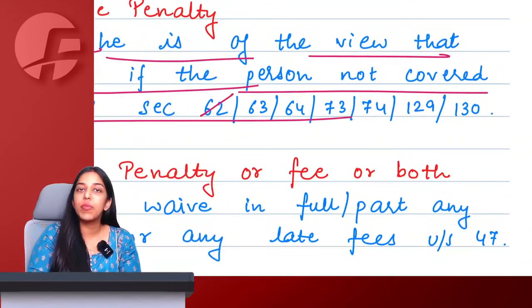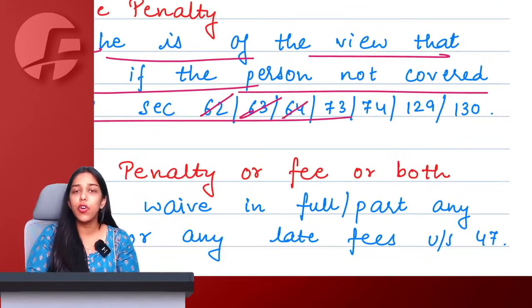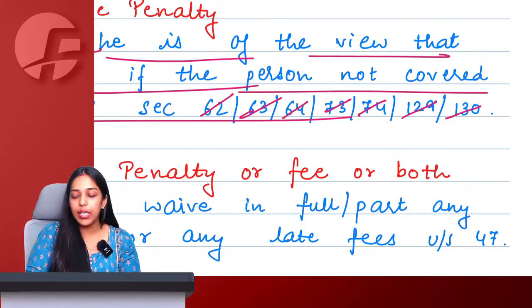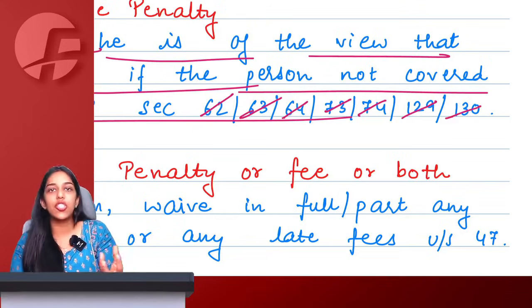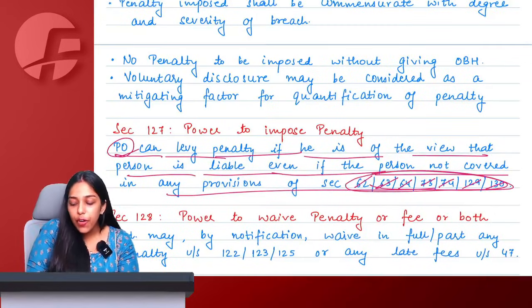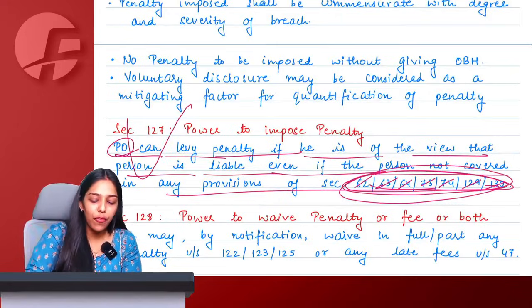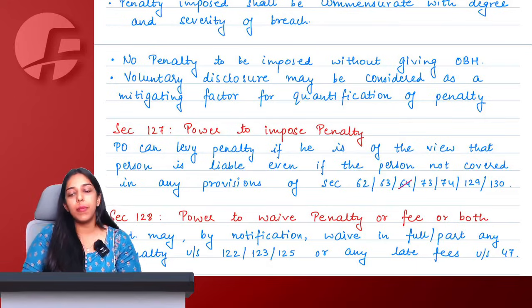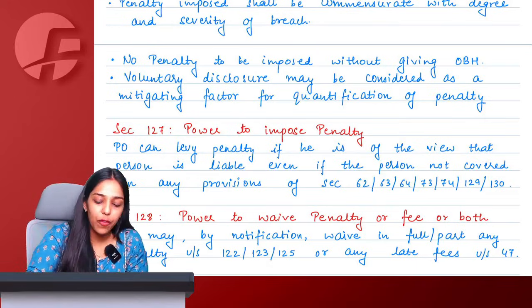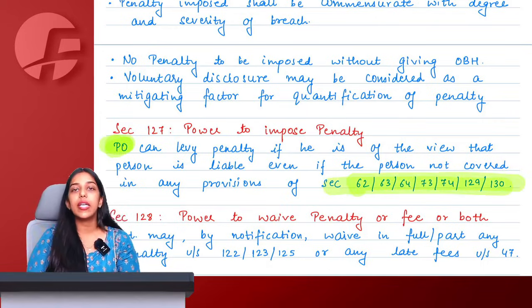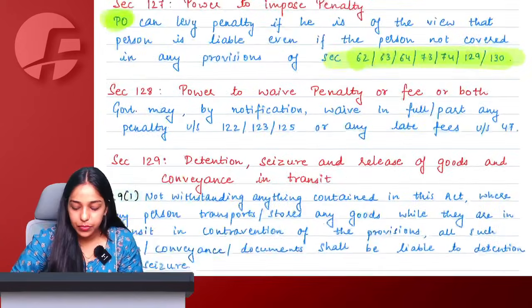Section 62 best judgment assessment for non-filer, Section 63 unregistered best judgment assessment, 64 summary, 73, 74 demand we have studied, then 129, 130 goods liable for confiscation, seizure, etc. Now we are saying that even if the person is not covered under any of these sections, but still the proper officer feels that he has done some fraud, he has done some error, and we want to levy penalty, the proper officer still has the power to levy penalty even if the person is not covered under any of these sections.